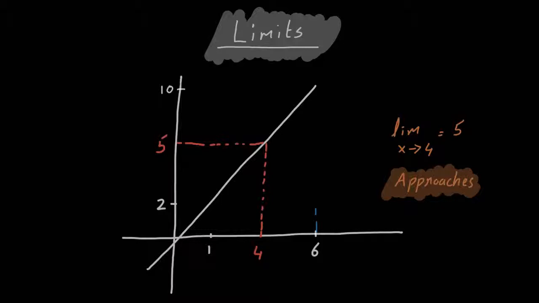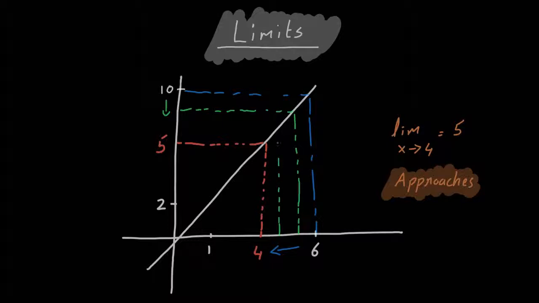We can see that when x is 6, y is 10. Now let's try moving x closer towards 4. We can see that as we move x closer towards 4, y is moving closer towards 5. If we move even closer, y is indeed moving even closer towards 5. That is the entire concept of limits.